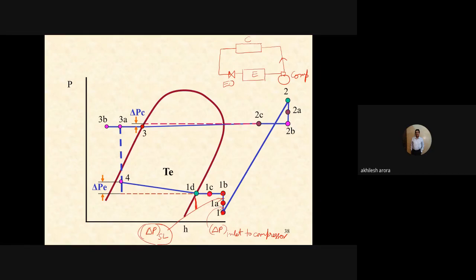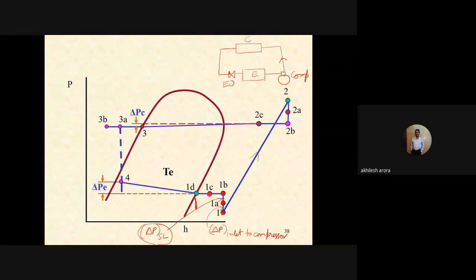Now let us talk about 1 to 2. Now 1 to 2 is the compression in the compressor. You know that the compression till now we have considered is a reversible adiabatic or isentropic process. But do you think that it would be an isentropic process? No, it will never be an isentropic process, because it will be polytropic. Why polytropic?